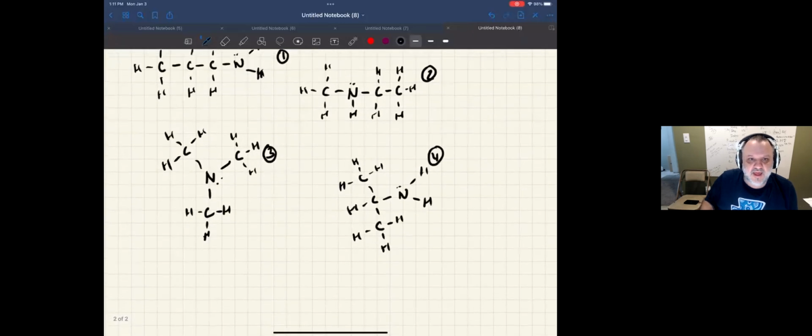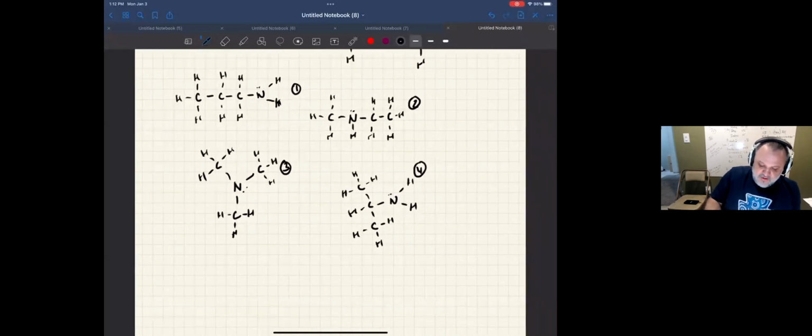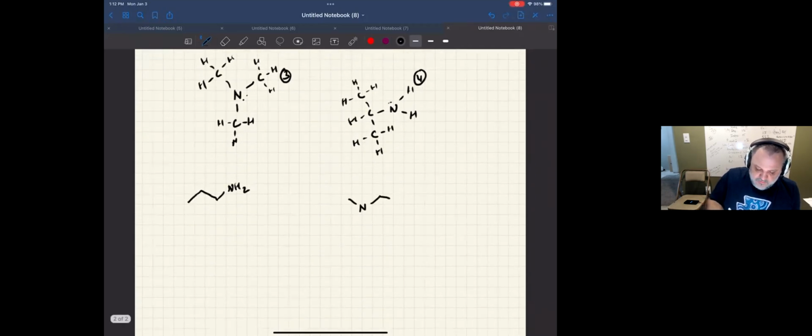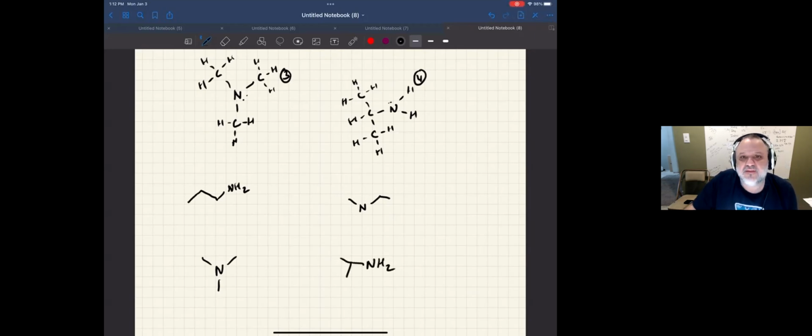Now, you could use some line structures to represent this. Structure number 1 would be 1, 2, 3 and NH2. Structure number 2 would be N, 1, 2, like this. Structure number 3 would look like this. And structure number 4 would look like that. Okay, great. That's all there is to that.